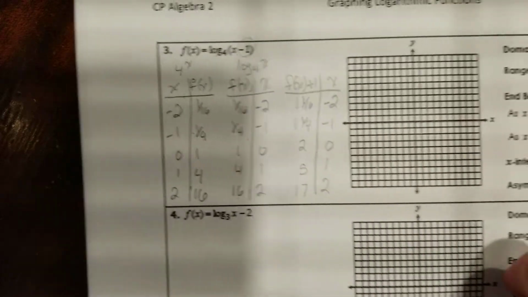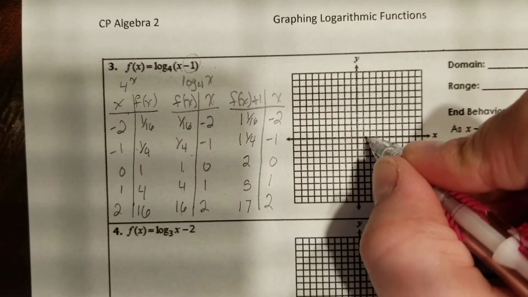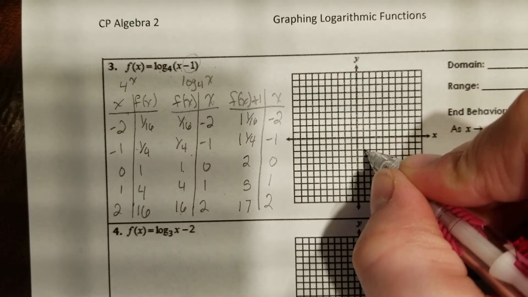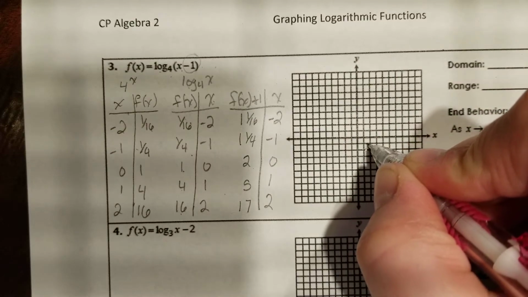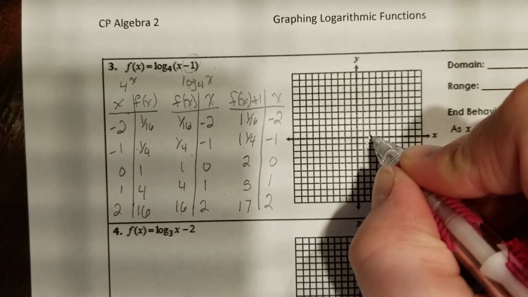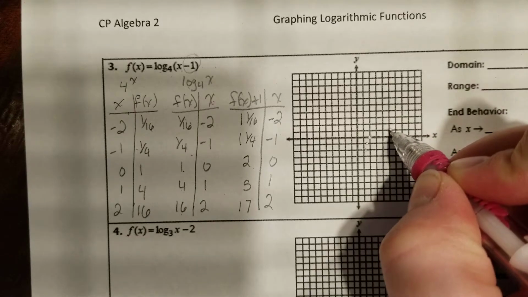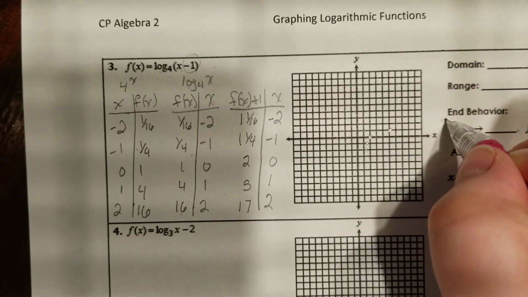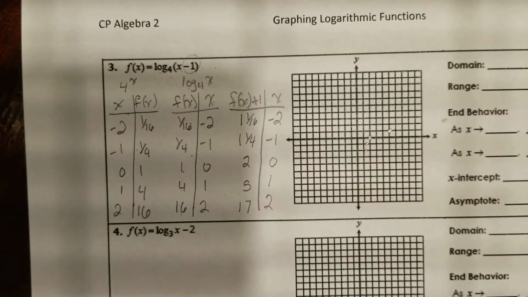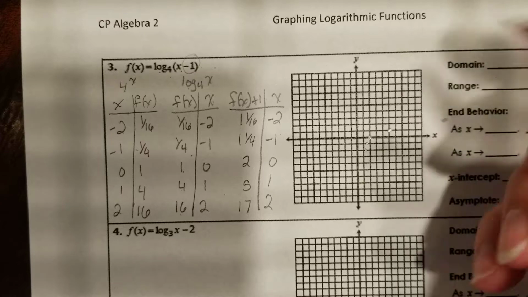So we can graph those points. 1 and 1/16 is just a little past 1. 1 and 1/4. (2, 0), (5, 1). And then we don't have room to graph (17, 2), so it's going to be out here somewhere. Now we have to talk about what our asymptote is.